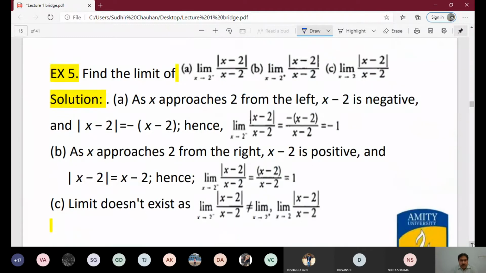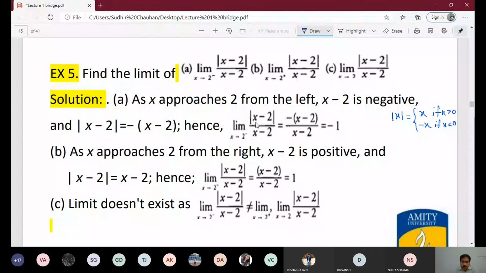So here we can check the limit of different functions. For example, in part A, we have taken the question limit x tends to 2 minus, mod of x minus 2 upon x minus 2. In the second case, we have taken x tends to 2 plus, and then limit x tends to 2. So the definition of mod is: mod x is equal to x if x is positive, and it is minus x if x is negative, that is, less than 0.